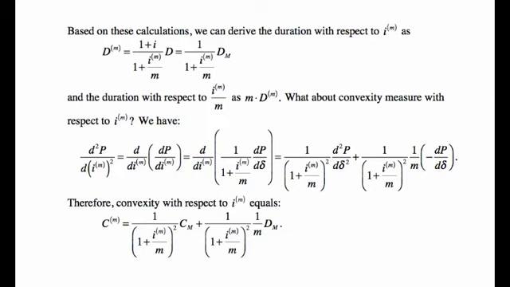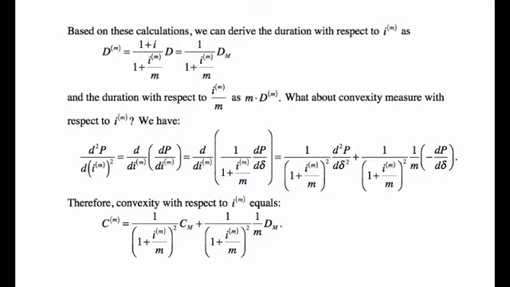There's also a convexity measure with respect to i upper m. For this, we would need to take the second derivative of the price with respect to i upper m, and we use the formulas that we developed. The result is actually quite simple. The convexity with respect to i upper m equals 1 over (1 plus i upper m over m) squared times Macaulay convexity, plus 1 over (1 plus i upper m over m) squared times 1 over m times Macaulay duration.